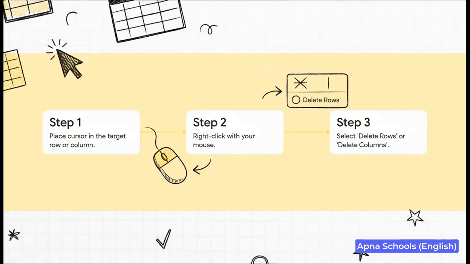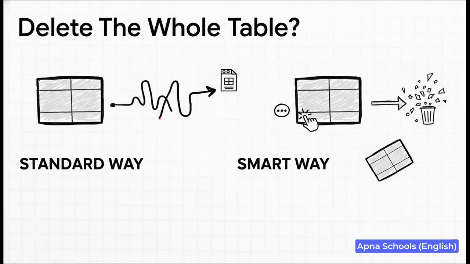And here's the best part. You don't even have to select the entire row or column first. Nope. Just click in any cell in the row you want to get rid of, right-click, and hit delete. Word is smart enough to figure out what you mean. It's just incredibly efficient. And this same logic works for the entire table.